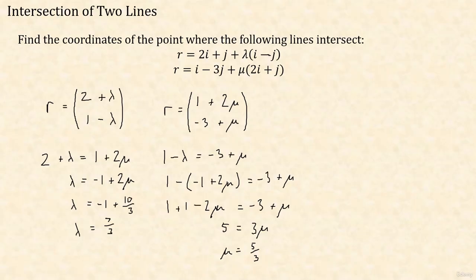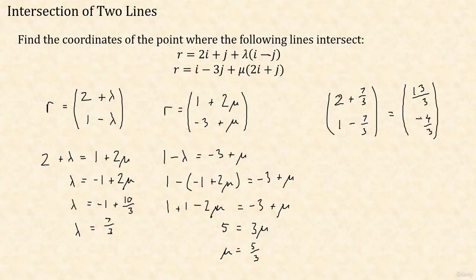So I could take lambda, for example, and substitute it into here, and my point is going to be 2 plus lambda and 1 minus lambda. And if we work these out, well, 2 plus 7/3 is 13/3, and 1 minus 7/3 is -4/3. So that should be the coordinates, and it should be that if I substitute mu into this one, I should get the same. We don't always need to do that, but just as a check, let's do that.